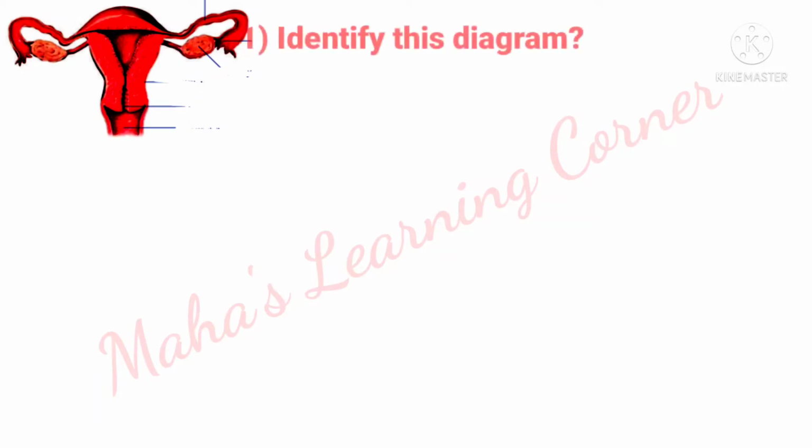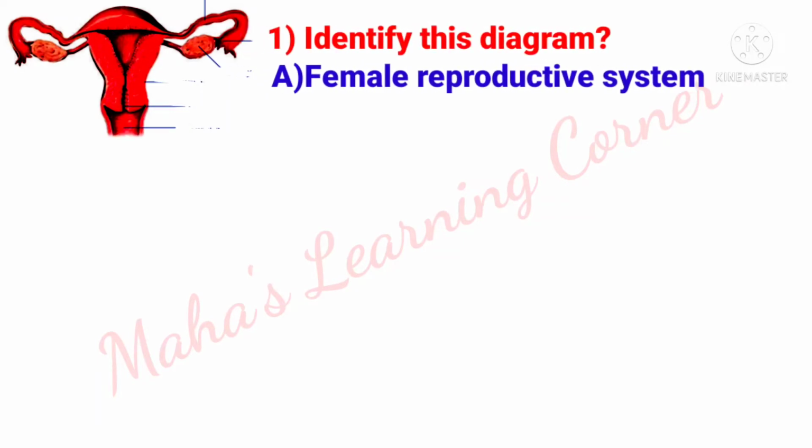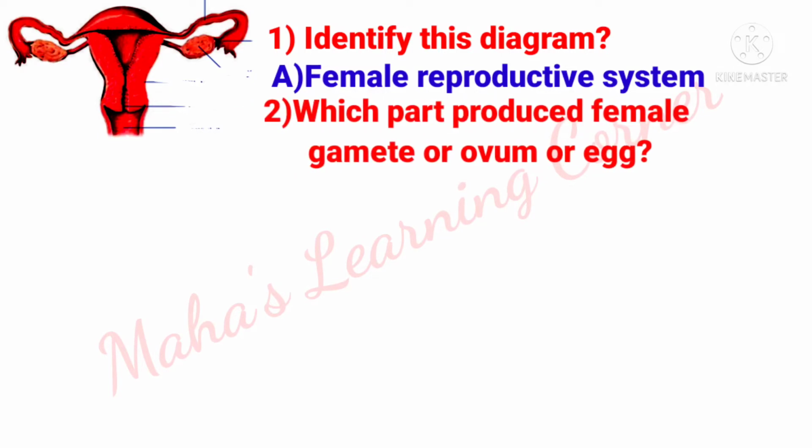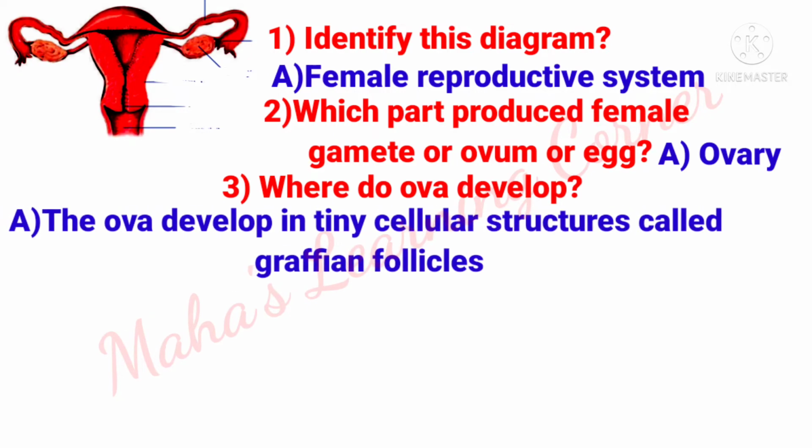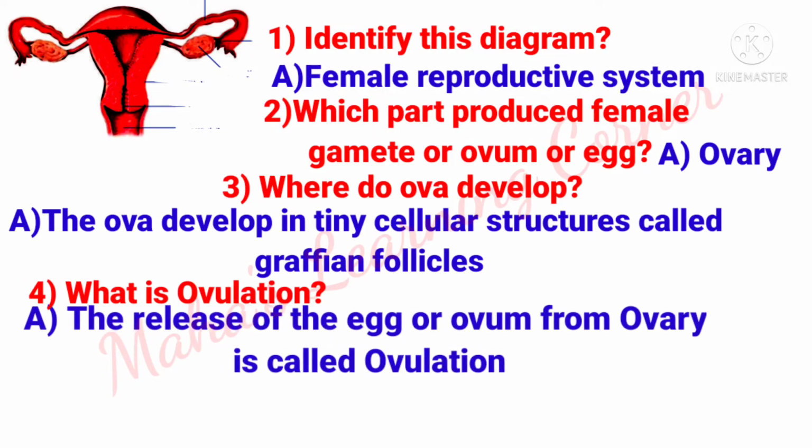Next, identify this diagram. Female reproductive system. Next one, which part produces the female gamete or ovum or egg? Correct answer, ovary. Next one, where do ova develop? The ova develop in tiny cellular structures called Graafian follicles. What is ovulation? The release of the egg or ovum from the ovary is called ovulation.